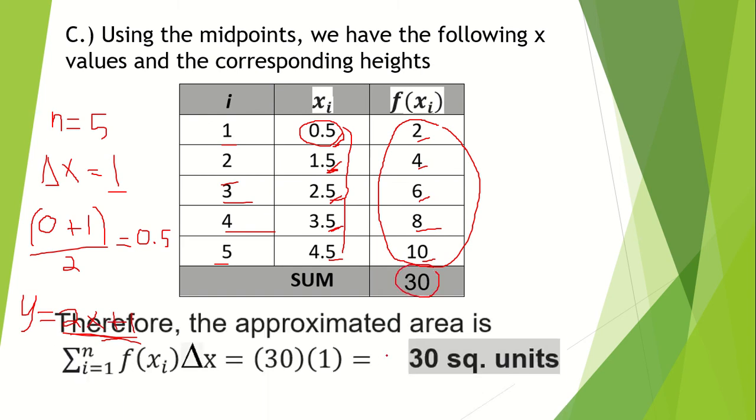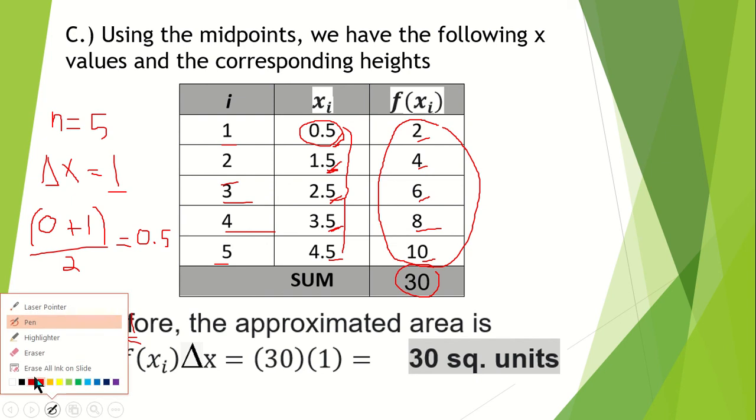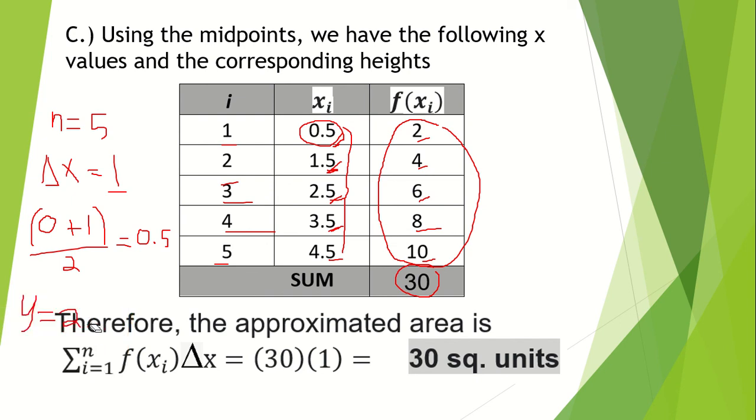Therefore, the approximated area using the midpoint method is the summation of f of x sub i times delta x, where i is from 1 to n, which is equal to 30 times 1, and that will give us 30 square units.